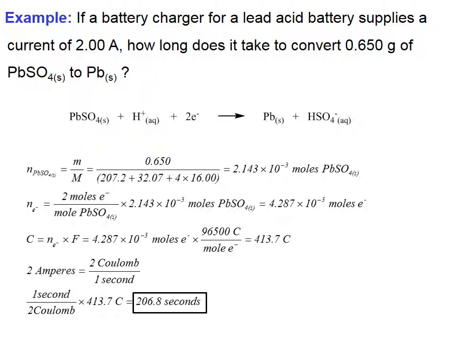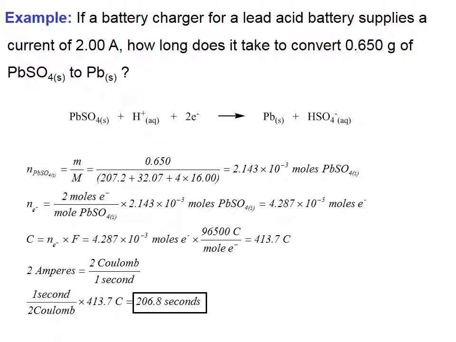So the number of moles of lead sulfate that we are going to convert is the mass over the molar mass, here it is. So 2.143 by 10 to the minus 3 moles of lead sulfate. Now I get 2 moles of electrons per mole of lead sulfate, so I've got to multiply this number by 2. I'm going to have 4.287 by 10 to the minus 3 moles of electrons transferred.